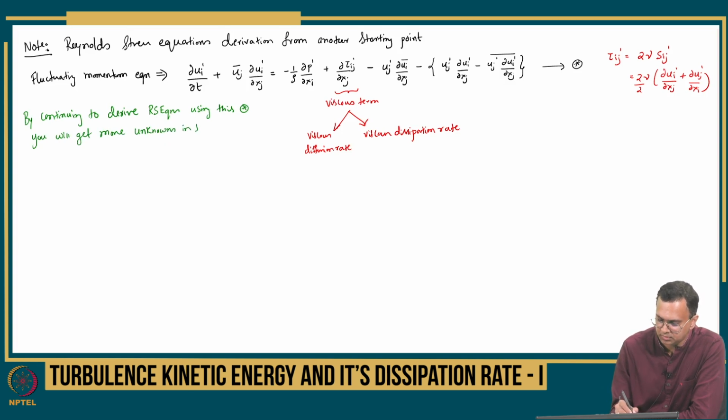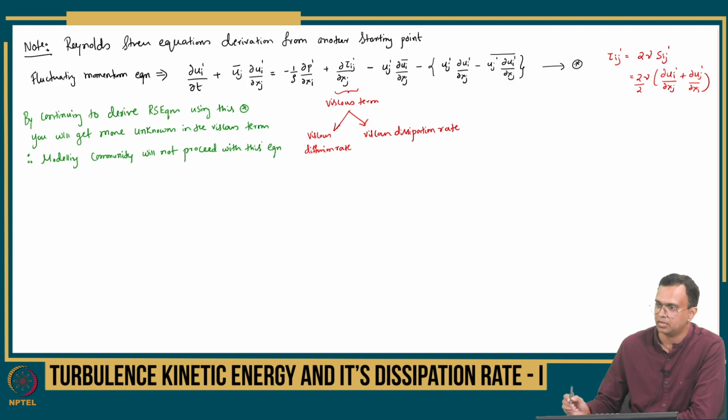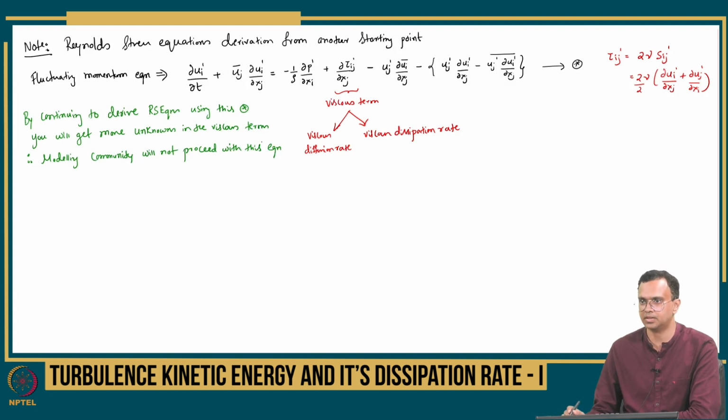More unknowns in the viscous terms. Therefore, the modeling community will not use this, will not proceed in this direction with this equation. We will continue to use what we have derived. It has fewer unknowns. Okay, so this is just a note.